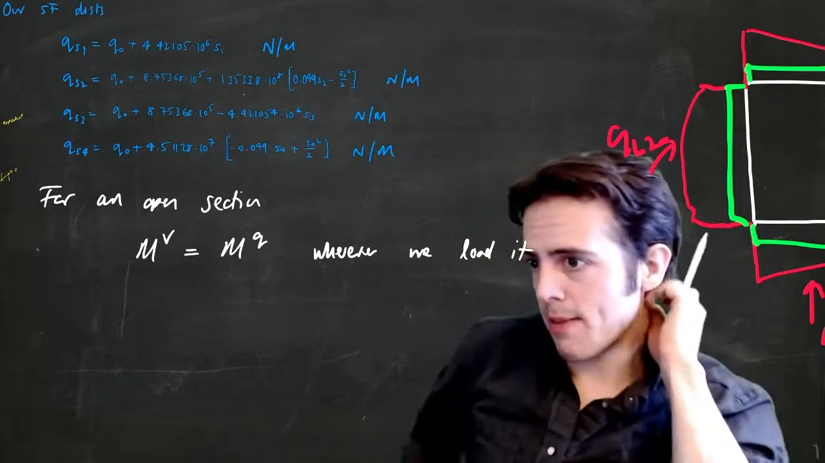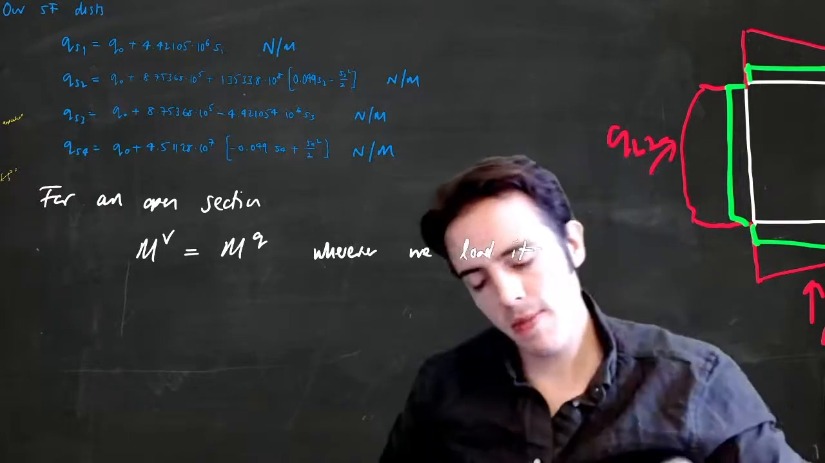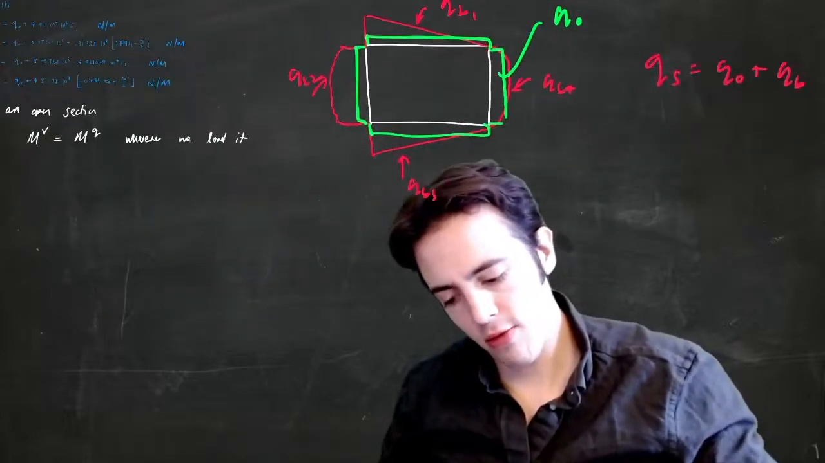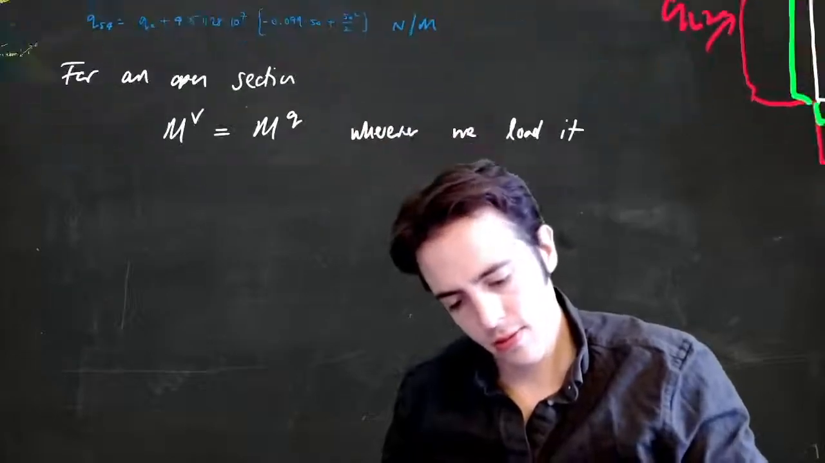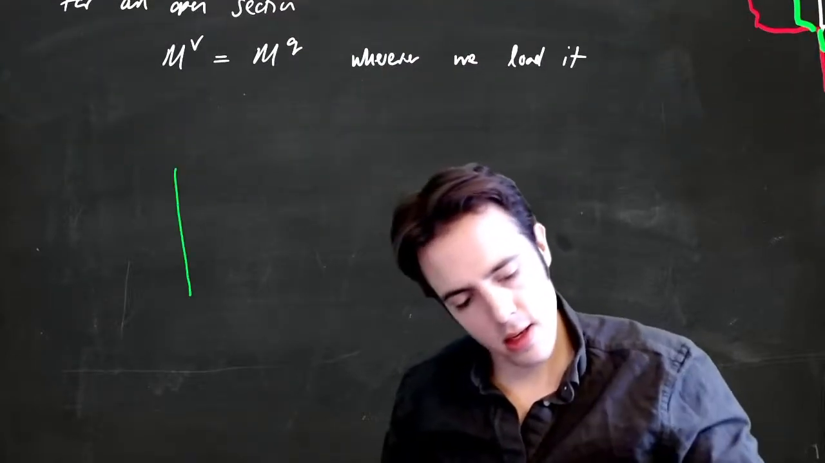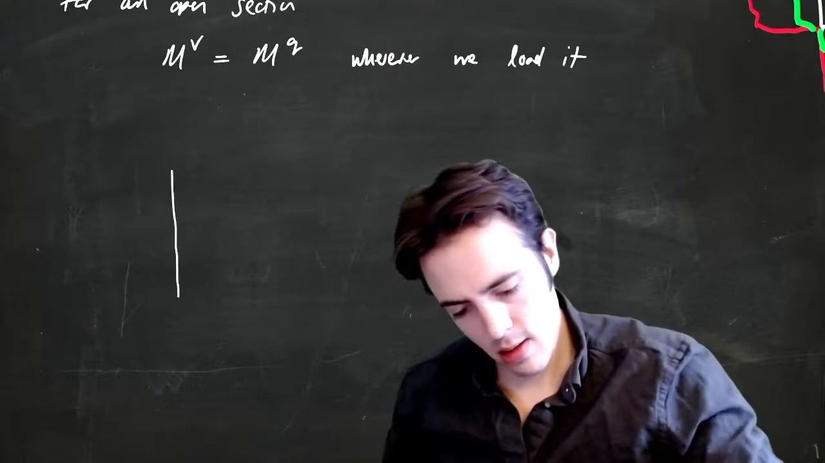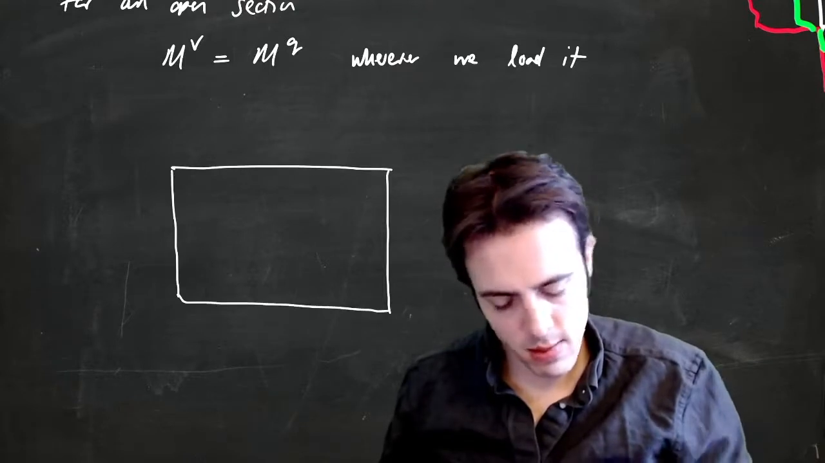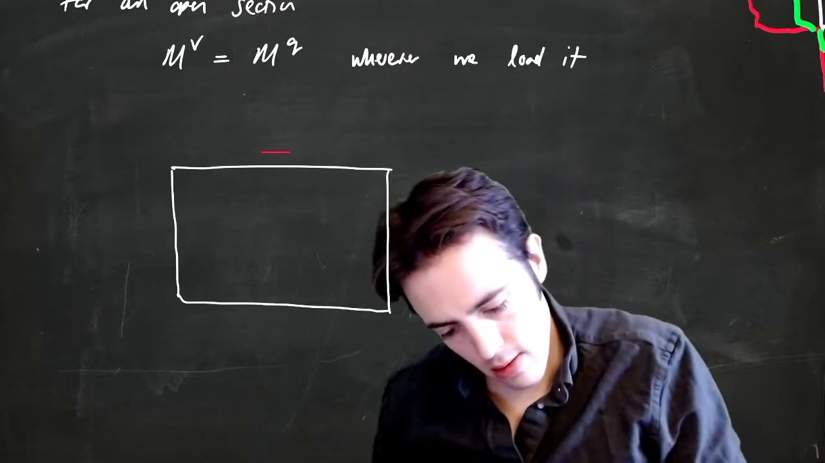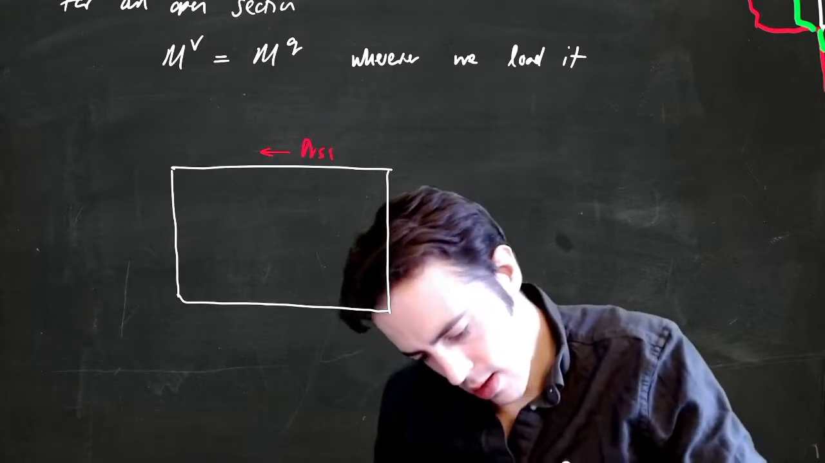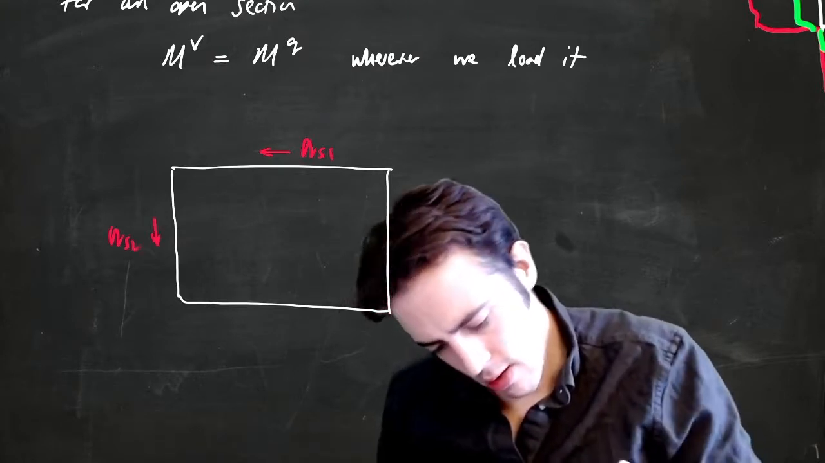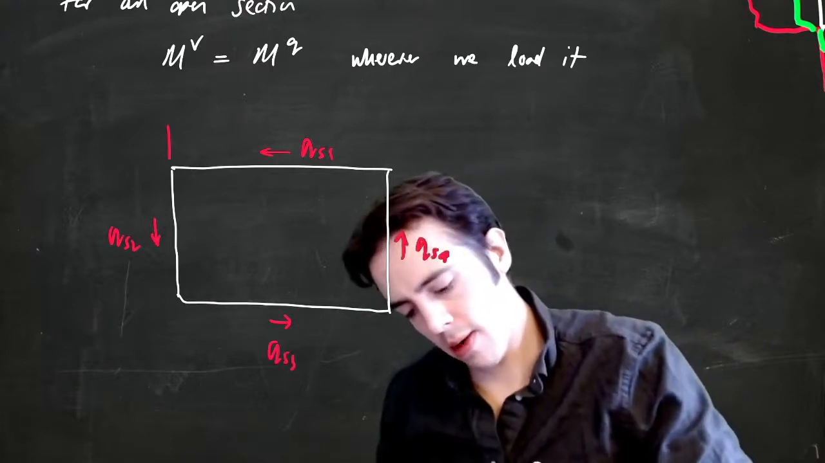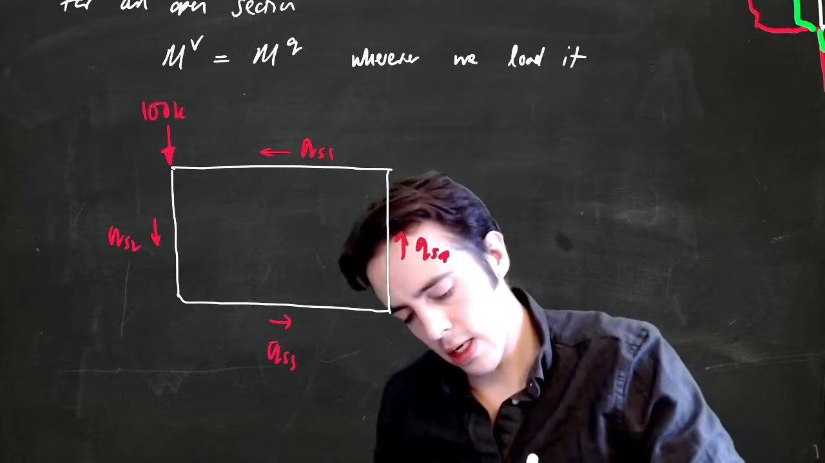Now we're going to choose to take moments about somewhere in this problem. So for the purposes of this problem, let's redraw this one last time. So I've got QS1, QS2, QS3, QS4, and I've got this applied shear force of 100 kilonewtons.